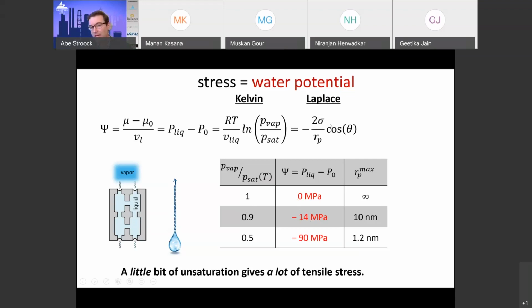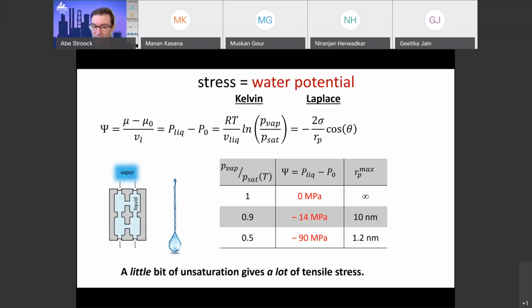To maintain that with a capillary stress requires pore scales that are no larger than 10 nanometers in diameter. 50% relative humidity is not such an extremely dry day. That leads to 90 megapascals or 900 atmospheres of stress, and that would require 1 nanometer scale pores. And I'll point out again that this stress difference is negative, and this liquid pressure is negative, absolute negative. And so the tiny bit of dryness in our world leads to enormous potential stresses in our plant life.